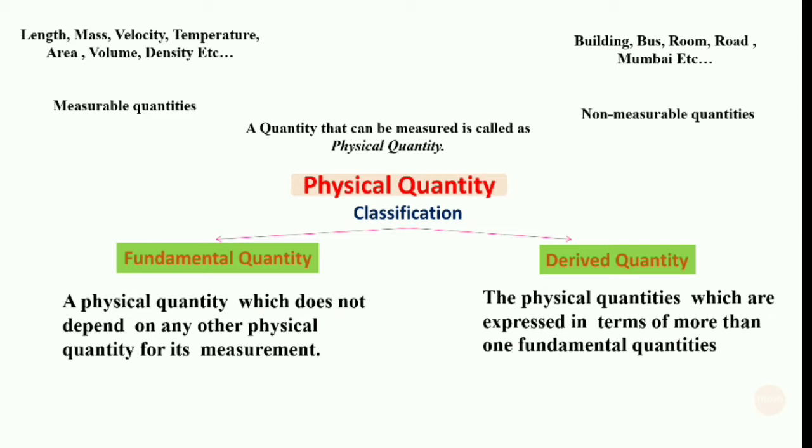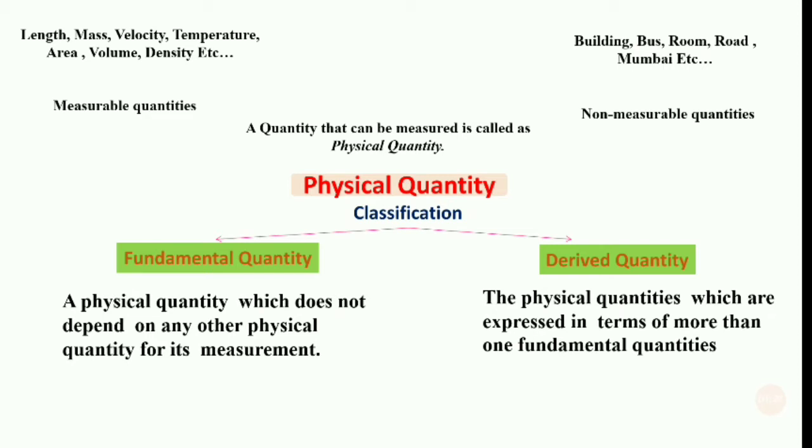If I classify physical quantities, I can classify them into two categories. First one is a fundamental quantity, second one is a derived quantity. So my question is, what is a fundamental quantity? A physical quantity which does not depend on any other physical quantity for its measurement is called a fundamental quantity.